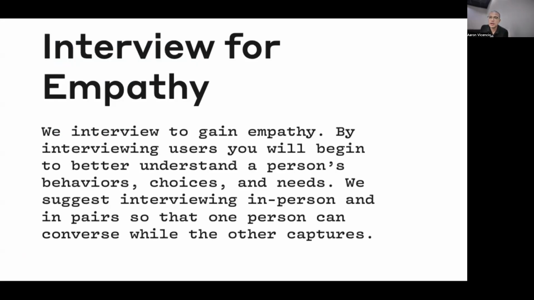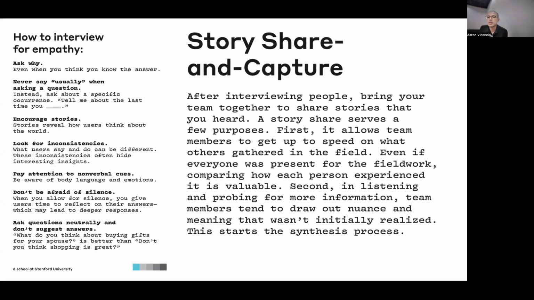You are to interview for empathy. You begin by asking and understanding the person's behaviors, choices, and needs. Hopefully, you're able to do this in person so that you can capture and converse. When you do an interview, you ask why. You never say "usually" when asking a question. Instead you ask, tell me about the last time this happened. Tell me about the last time a student had difficulty reserving something. Also look for non-verbal cues. Do not be afraid of silence. It's fine. The person is thinking.